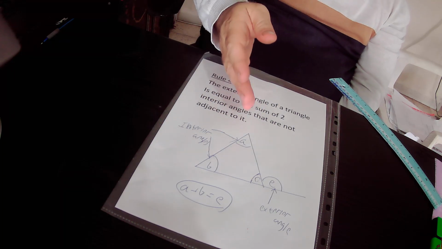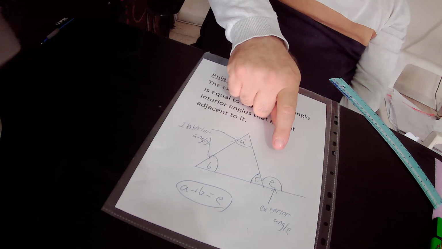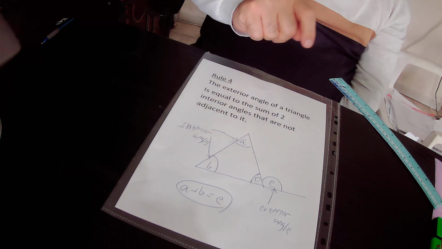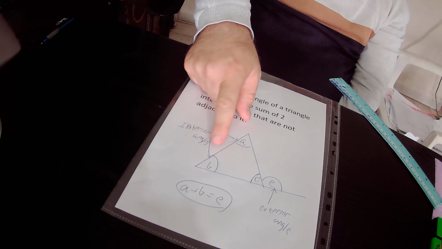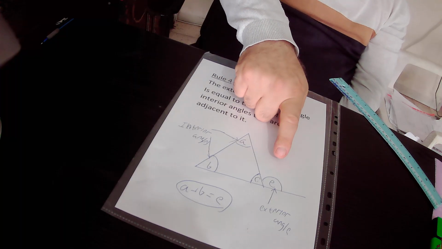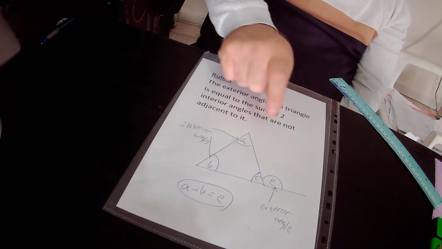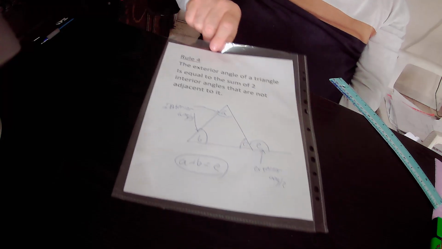And the sum of those two angles is A plus B. So the exterior angle E equals A plus B. This is the sum of the two interior angles that are not adjacent to it. So the size of this exterior angle E is equal to A plus B. So we can actually implement Rule 4 in our drawing.